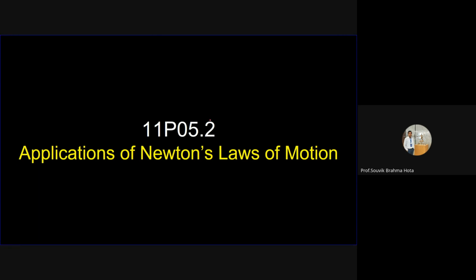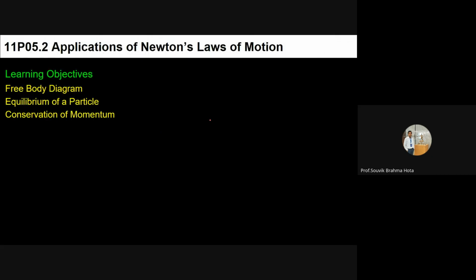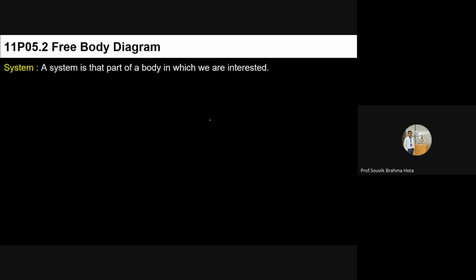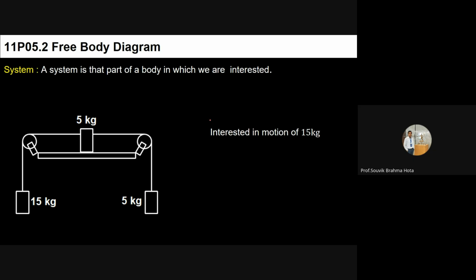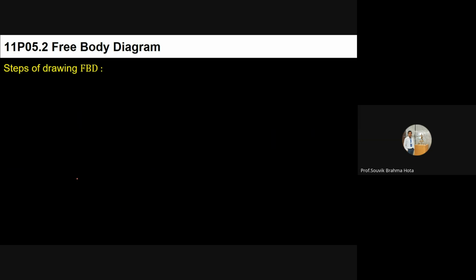Now, application of Newton's laws of motion. The learning objectives will be free body diagram, equilibrium of a particle, and conservation of momentum. First, free body diagram. The system is the part of a body in which we are interested. See this: here you have a 5 kg object, a 15 kg object and another 5 kg object. Two pulleys are there. If you are interested in the motion of the 15 kg object, only that object has to be drawn separately.